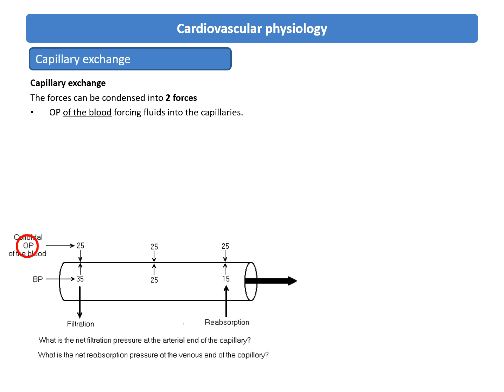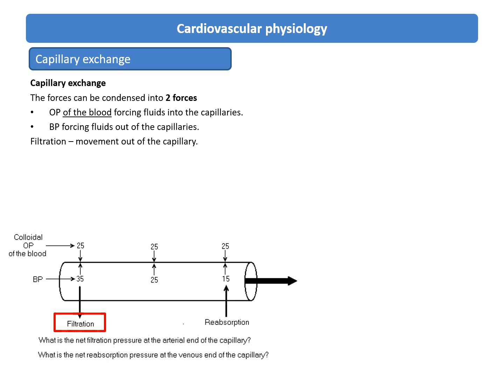As I mentioned, the forces can be condensed into 2 forces, which will help to explain what goes on. The osmotic pressure of the blood forces fluids into the capillaries. Now, don't let me confuse you with this. The number is shown on the outside of the capillary with the arrow pointing inward, but it's the osmotic pressure within the blood. Blood pressure in the blood forces fluids out of the capillaries. So you see, we have these 2 opposing forces.